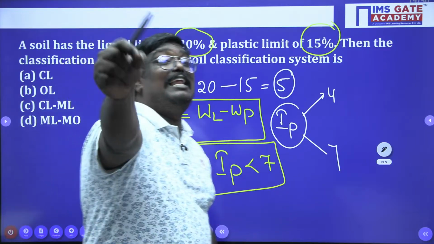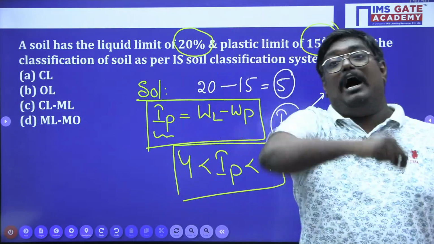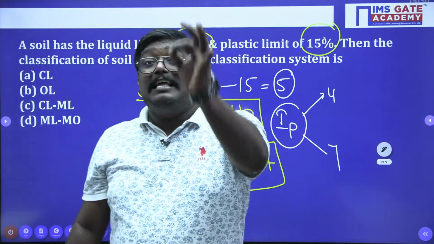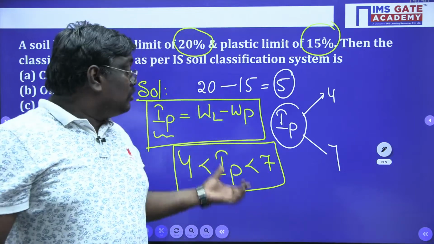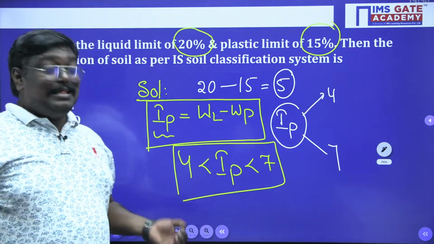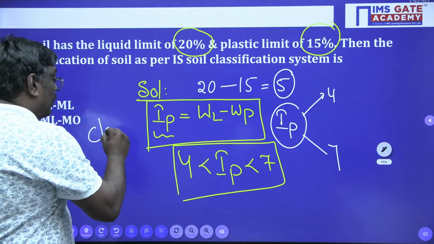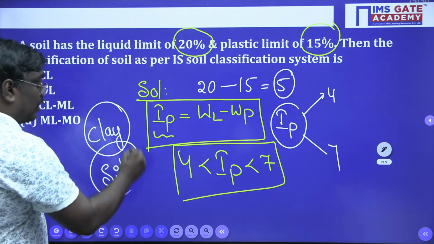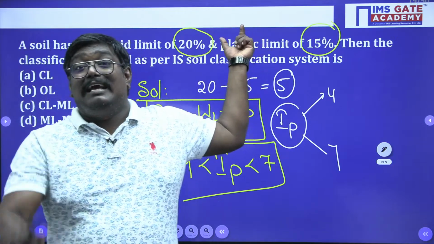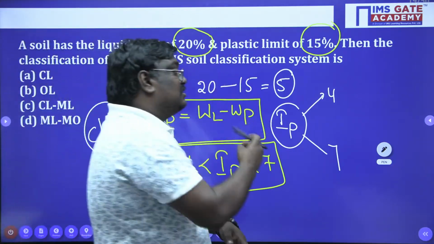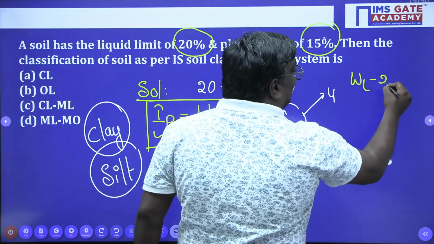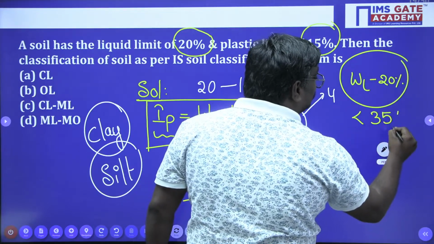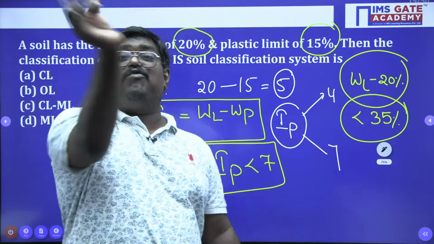There exists a dual nature, my dear students. The important point is when the IP value is between 4 and 7, there exists a dual nature of the soil. That means a soil can have clay nature and a soil can have silty nature. But what is the value of liquid limit? Liquid limit is 20 percent, which is less than 35 percent.